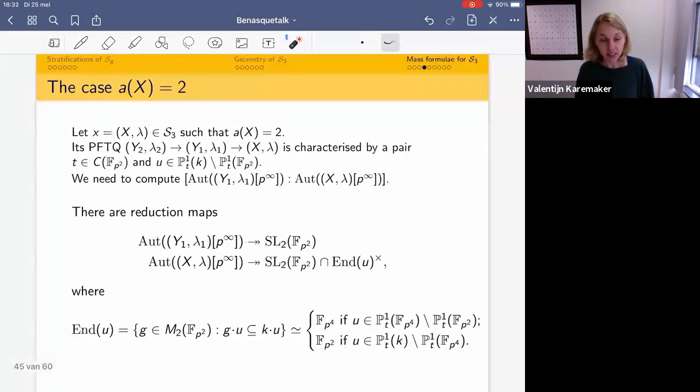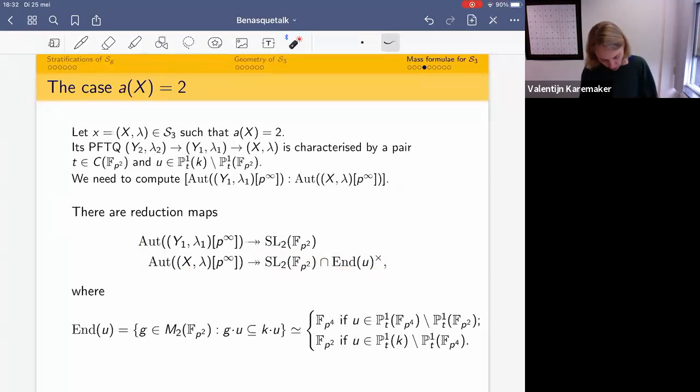Okay, the idea is then to reduce. And this reduction is really reduction modulo the skeleton of the Dieudonné module, but it comes down to reducing to Fp squared. So we can reduce the endomorphisms to matrices over Fp squared, and then the automorphisms over here map surjectively to SL2 over Fp squared. And those for x, on the other hand, reduce to SL2 intersected with this End u cross. And End u is really just the image of the endomorphisms of x under reduction. But what it is explicitly is written over here.